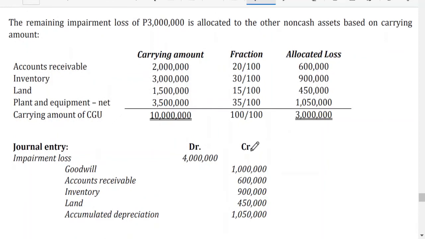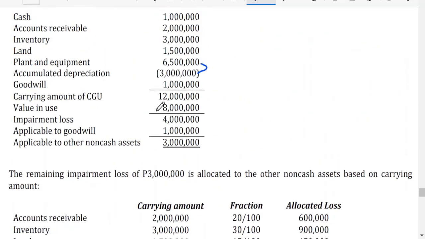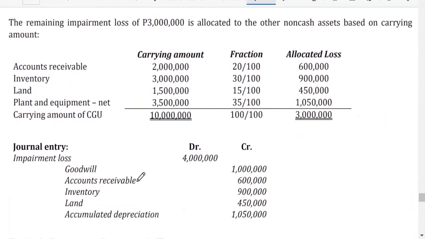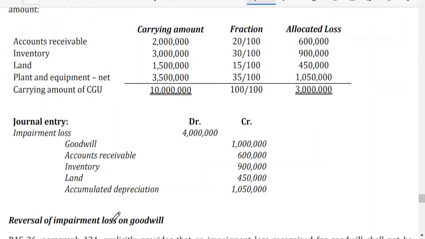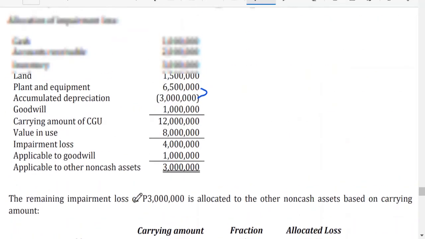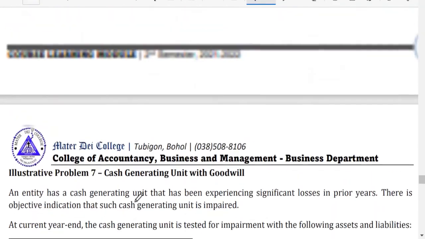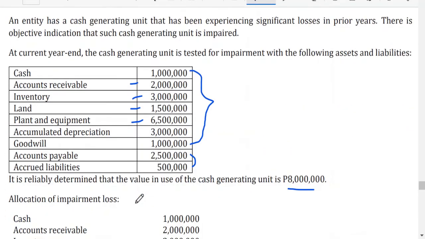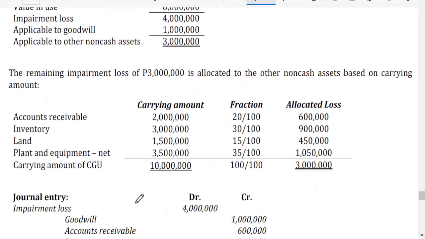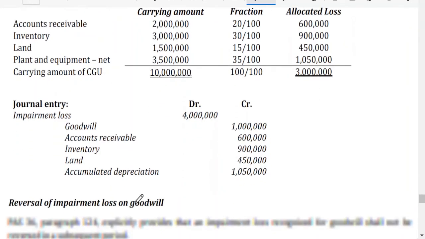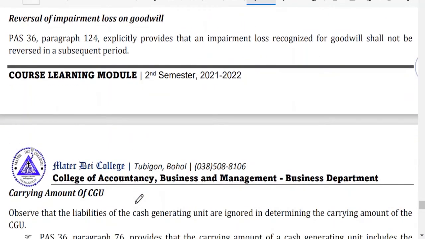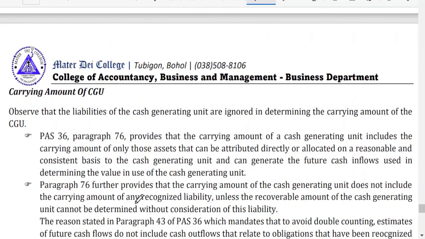What would be the entry? Okay. Debit impairment loss, 4 million. Right? This is the computed impairment loss. Then, credit goodwill, 1 million. Credit accounts receivable, 600,000. Inventory, 900,000. Land, 450,000. And accumulated depreciation, 1,050,000. Okay? So we allocate the excess impairment losses to the other assets.